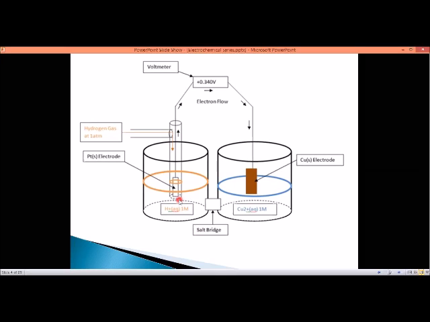In the IUPAC system of nomenclature, children, they have taken the standard hydrogen electrode potential as 0.000 volts. So when the electrode potential of hydrogen is 0.00 volts, whatever value we get in our voltmeter will be that of the copper electrode.